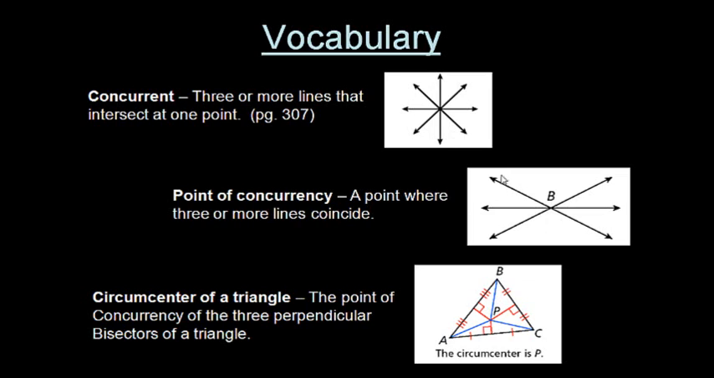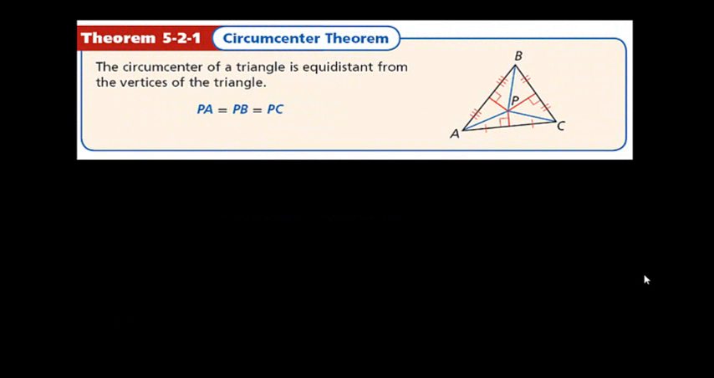Now we do have special names for certain points of concurrency. The first one is called the circumcenter of a triangle, which is right here at point P. The point of concurrency of three perpendicular bisectors of a triangle is the circumcenter. And we're going to elaborate that right here with our circumcenter theorem.